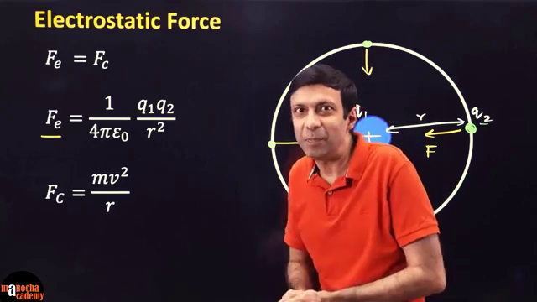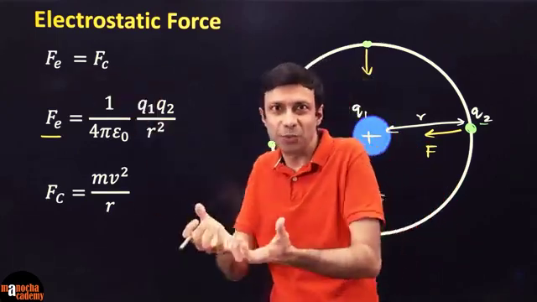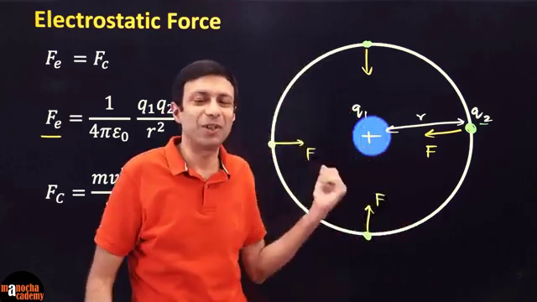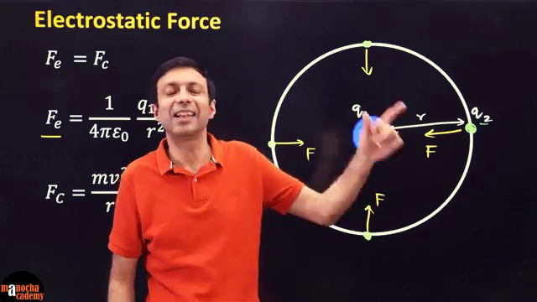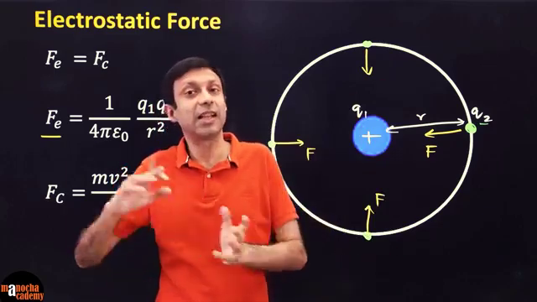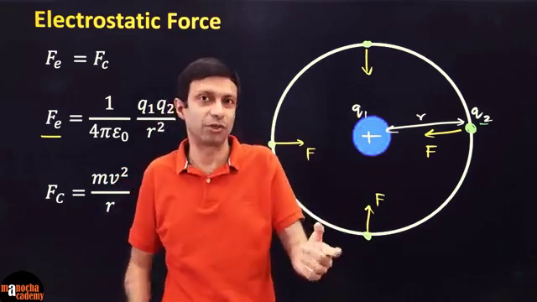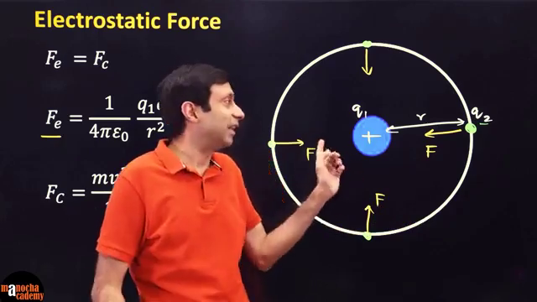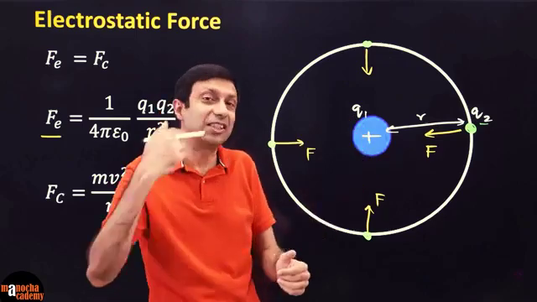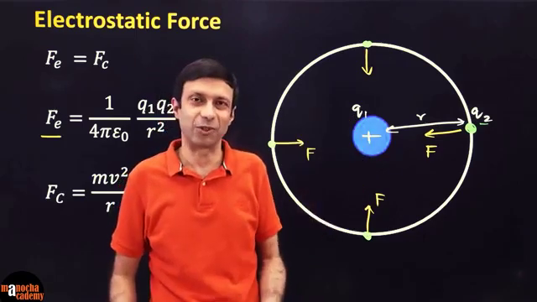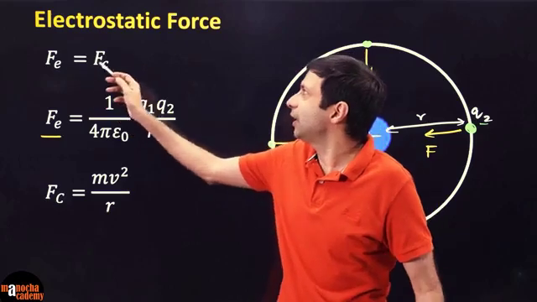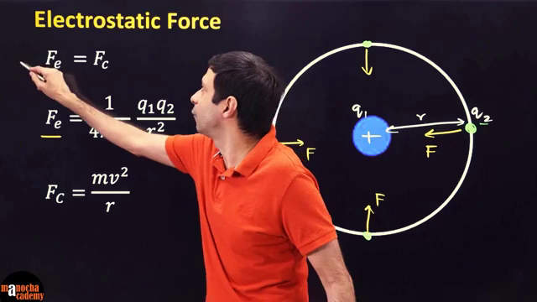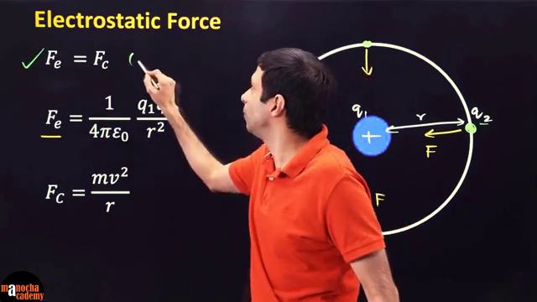So who is the centripetal force? It is the electrostatic force which is the centripetal force here, because electrostatic force is the pull between the nucleus and the electron, and that is acting like the centripetal force here. Just like in the solar system, the gravitational pull of the sun is the centripetal force for the planets. Here the electrostatic force is the centripetal force for the electrons. So we can say Fe equals Fc. The electrostatic force is the centripetal force.